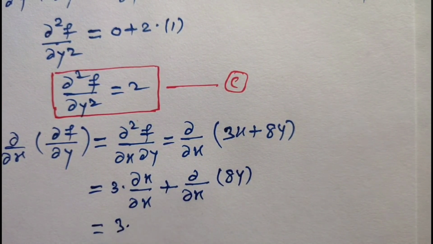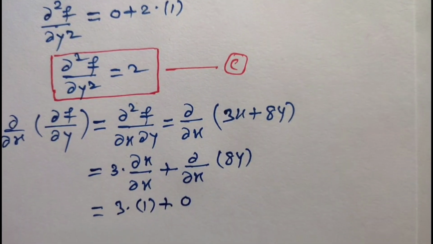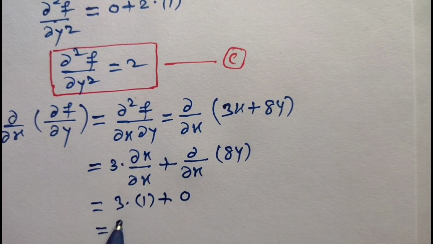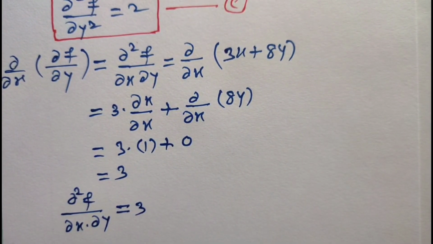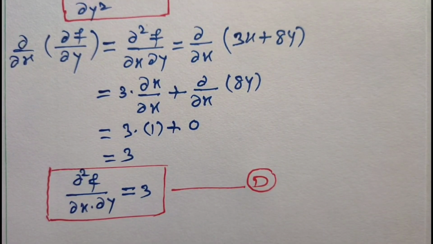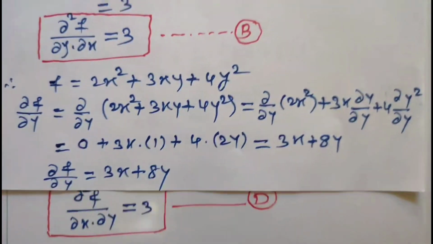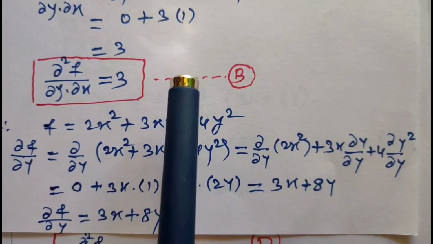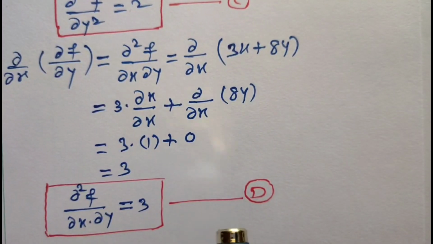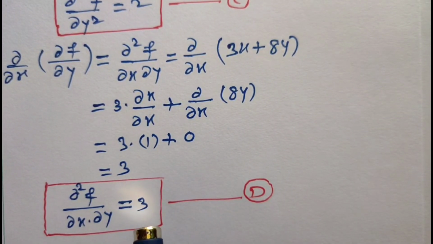and after differentiation this is equal to 3 into derivative of x with respect to x is 1 plus this becomes 0, and then this is equal to 3. Hence we can write ∂²f/∂x∂y is equal to 3, and this is result number D. And previous result you can check here, result number B is ∂²f/∂y∂x is equal to 3, and result number D ∂²f/∂x∂y is equal to also 3.